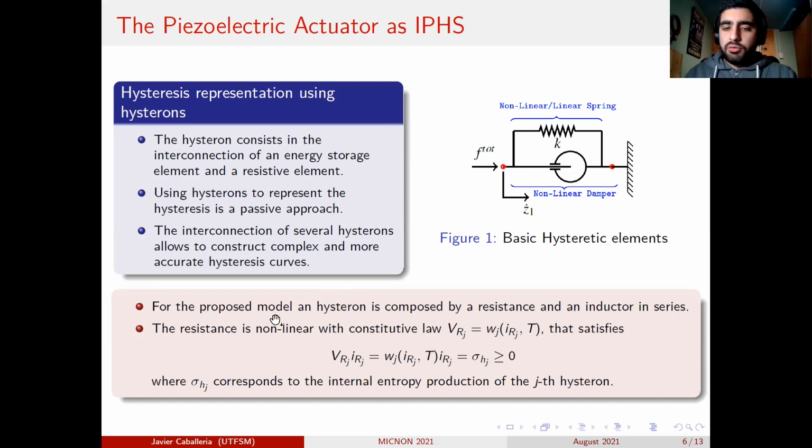For our proposed model, we're going to consider that one hysteron is the interconnection between a nonlinear resistor and a linear inductor in series. The resistance is nonlinear and has this constitutive law here, where W_j is a nonlinear, smooth operator that depends on the current of the hysteron and the temperature of the piezoelectric actuator, and satisfies this dissipative relation, where sigma_Hj is the internal entropy production of the j-th hysteron.